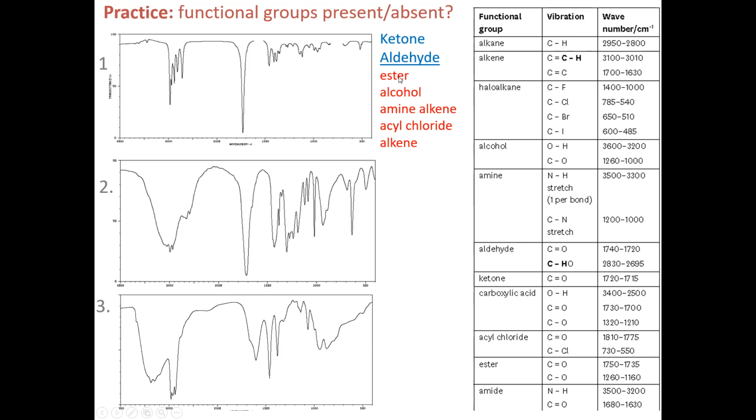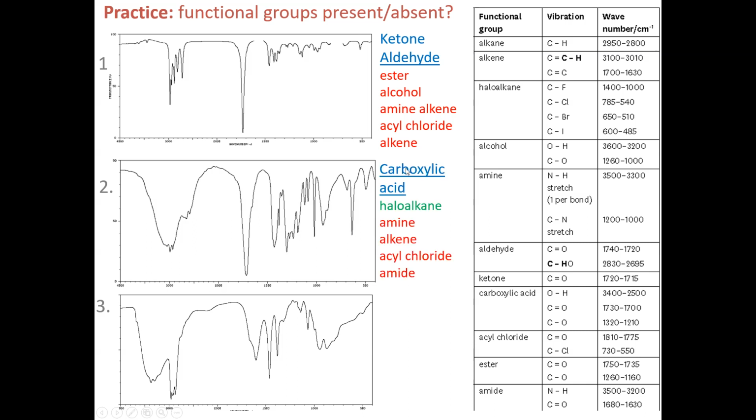So we don't have an ester, alcohol, amine, acyl chloride, or amide. It's too high for an amide, too low for an acyl chloride. We don't have an alcohol or carboxylic acid, because there's nothing over here. Why can I say it's an aldehyde and not a ketone? It's because of this W over here that is specific to an aldehyde and not to a ketone. So pause here, see if you can work out what number 2 is.